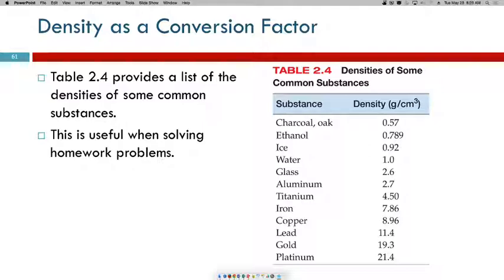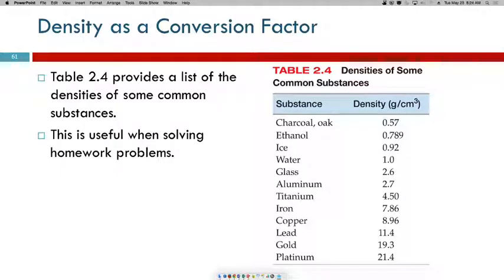So this table is all about density this morning. This table is from your textbook. It gives the densities in grams per cubic centimeter for several different substances. Many of these are elements, some of them are not. You do not need to memorize any densities except for one, and it's really an easy one.